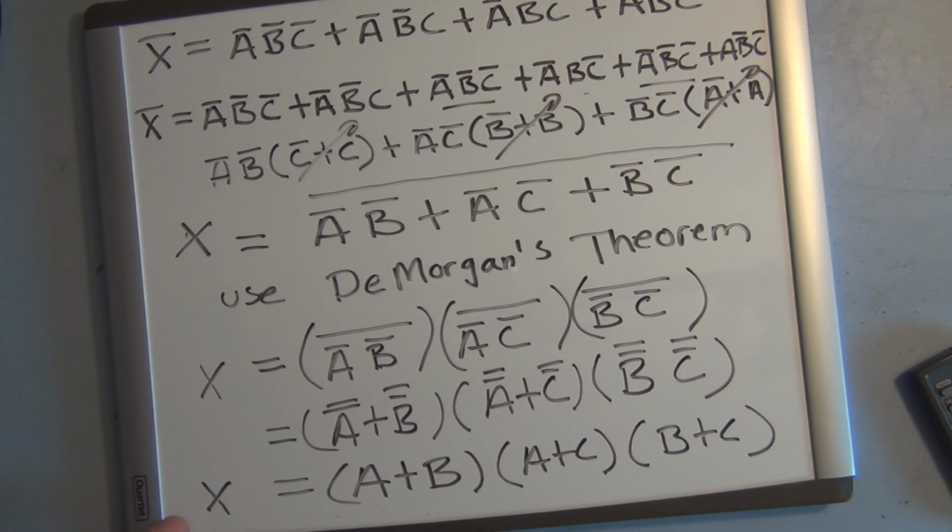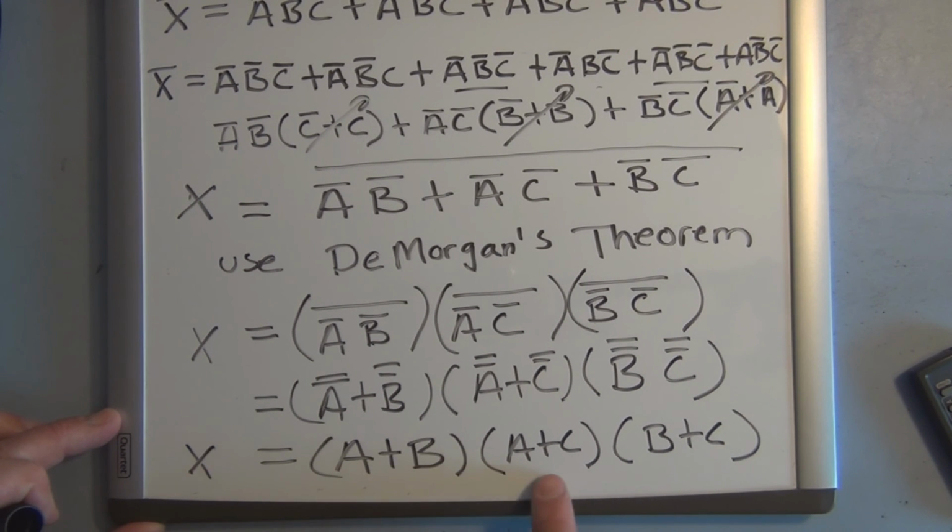So now the expression for x is in the form of the product of sums. So here we have the product of sums, and each of these terms is the sum of the two input variables. And each of these terms is an OR gate, and the output of each of these OR gates feeds a 3-input AND gate.